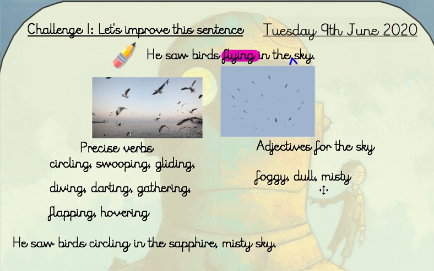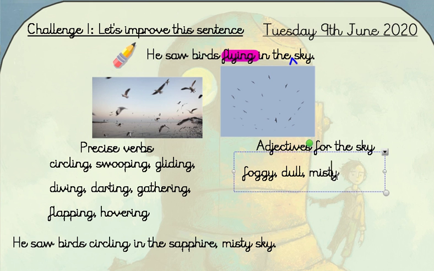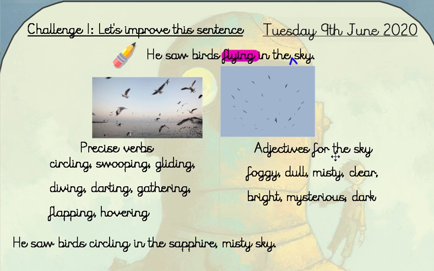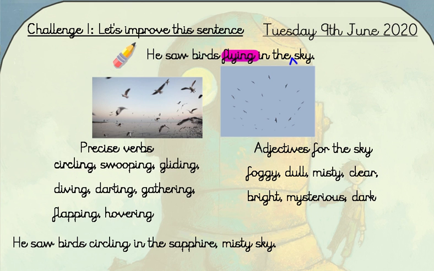Okay, here we go. So I've got foggy, dull, misty. Can we think of any more? Okay, opposite to that, maybe clear, maybe bright, maybe mysterious, maybe dark. Perhaps you thought of some more. Okay, now let's have a look at an improved sentence here.